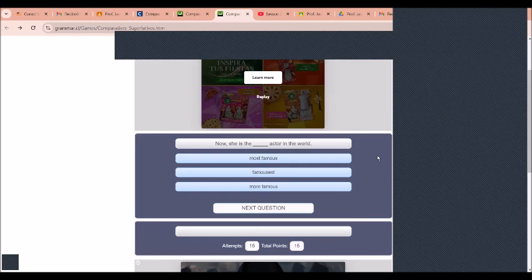Now she's the famousest actor in the world. All right. Famous. Is that a single syllable? No, it's a tricky one. Most famous. Most famous. All right. Again, now she's the most famous actor in the world. Of all the actors, she stands out.